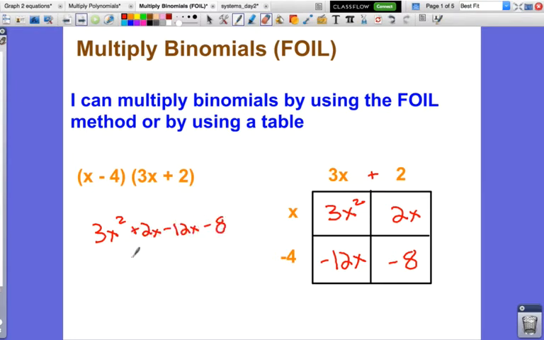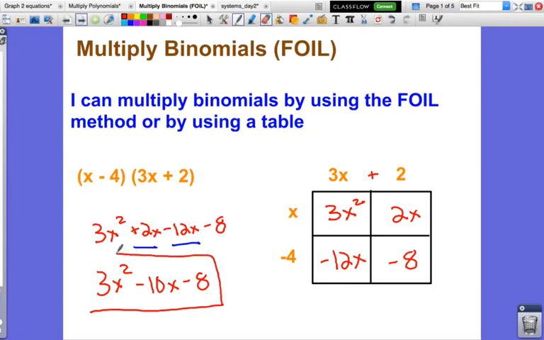And now I'm going to simplify this by combining the like terms that I have right here. So I can combine 2x minus 12x. When I do that, I'll have 3x squared still, and 2x minus 12x becomes minus 10x, minus 8. This is all the way simplified. I'm done. So when I multiply x minus 4 and 3x plus 2, and I make a table and make sure I multiply every single piece by everything, I'll have 3x squared minus 10x minus 8.